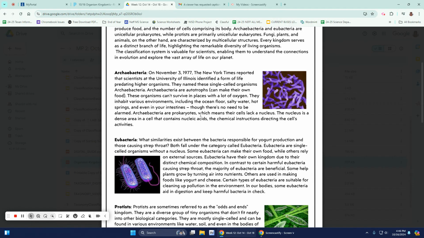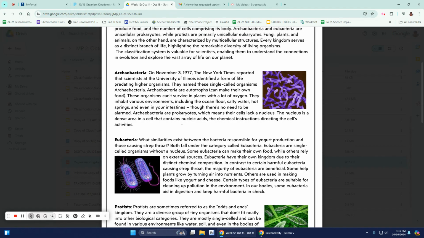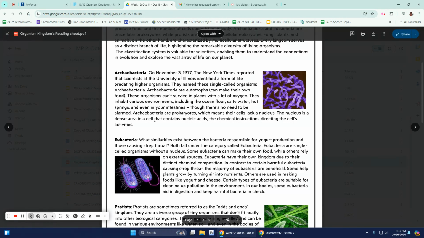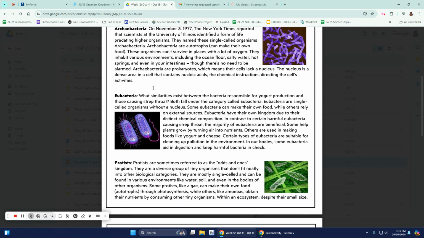Archaebacteria are prokaryotes, which means their cells lack a nucleus. The nucleus is a dense area within the cell that contains nucleic acids, the chemical instructions directing the cell's activities. That is what tells the cell what to do.